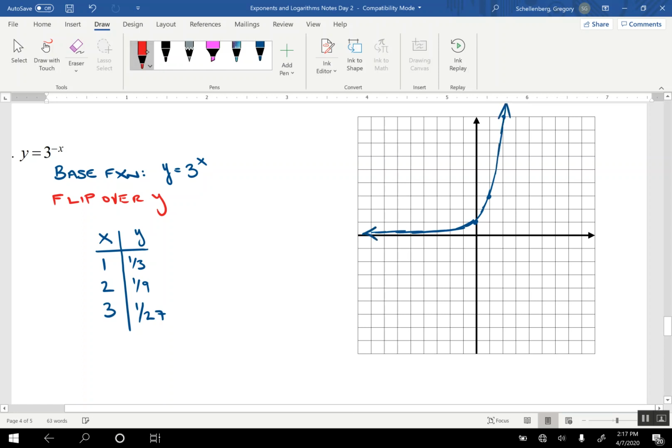And in red, we will flip that over the y. Okay, so the y-intercept stays the same. We're flipping that over the y. We're flipping this over the y. And the transformed function looks something like this. There we go. Okay, just a couple more here.